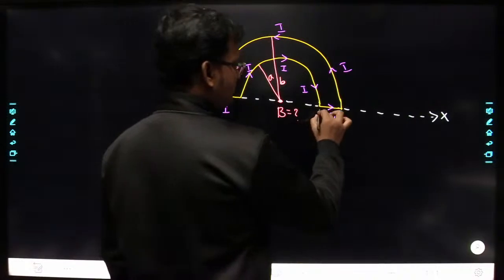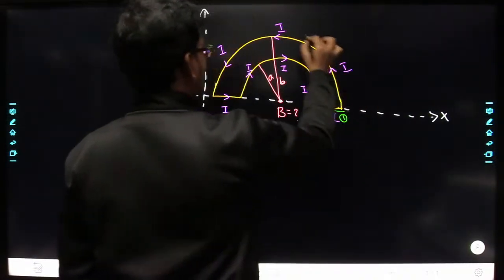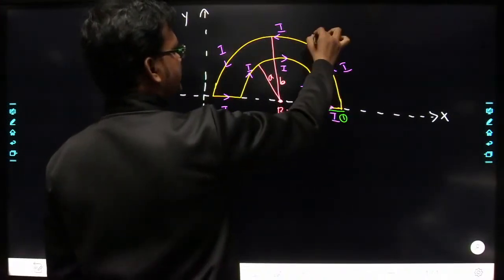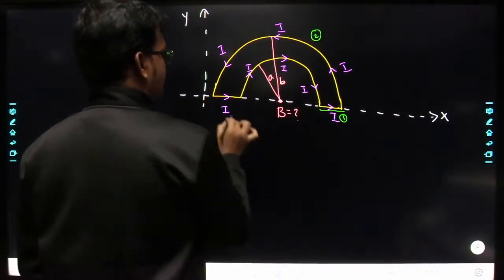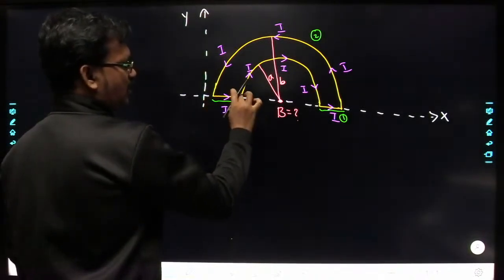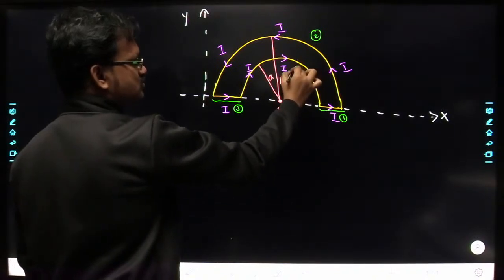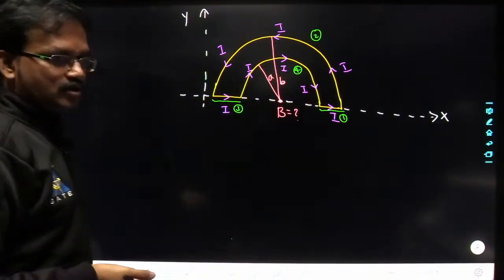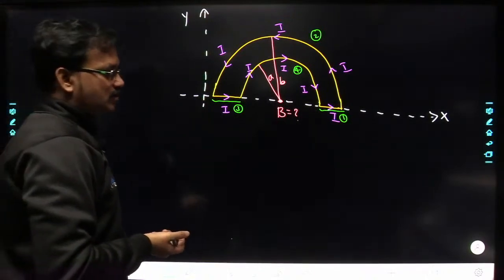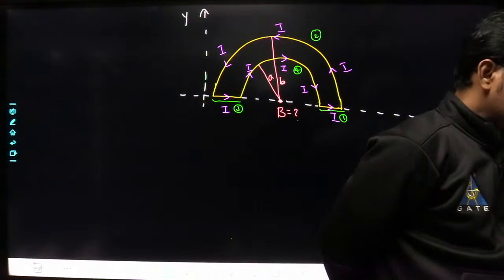So consider this one here as the first section, and from here to here, consider it as the second section, right? And this line, consider it as the third section, and this semicircular ring, consider this as the fourth section. That's it. Okay, so the problem will be completed. So tell me here.